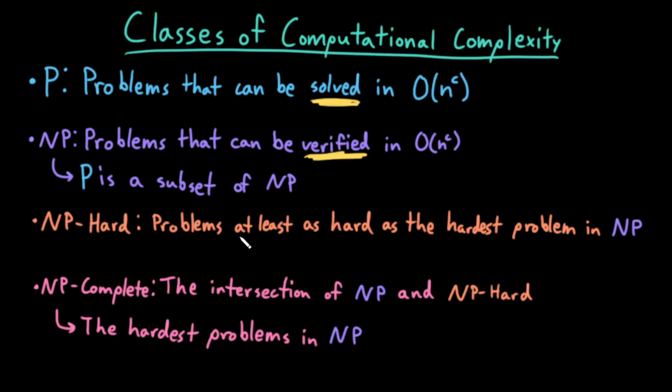NP-hard is the class of problems that are at least as hard as the hardest problem in NP. So it means that whatever the hardest problem is in NP, NP-hard is the set that is that problem, or problems just as hard as that hardest problem, and anything harder, right? So it's anything at least as hard as the hardest problem you see in NP.